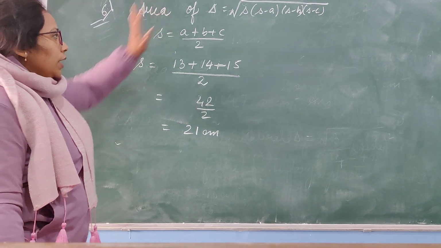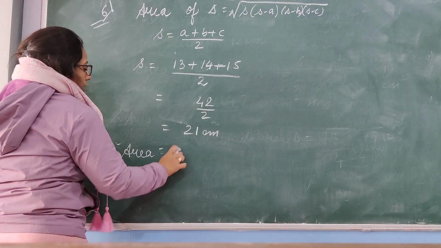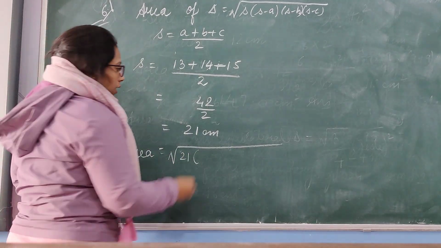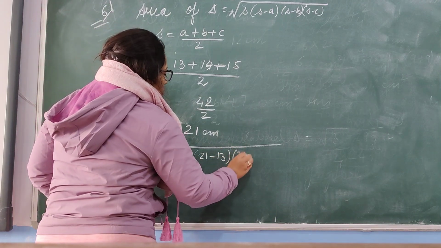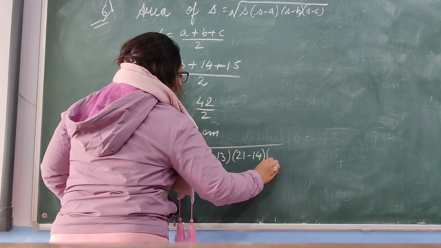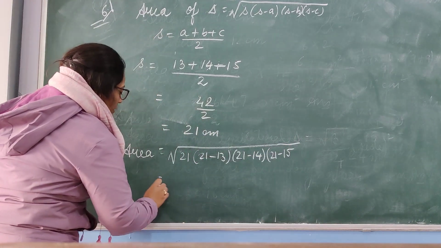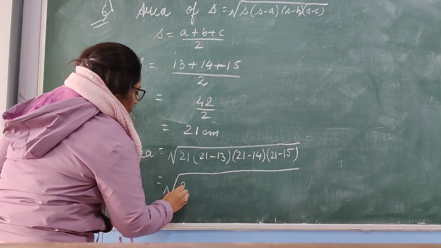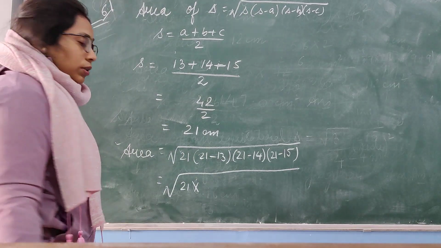Now let's calculate the area. To calculate the area, again we have the formula. That is S, that means 21, into S minus A, 21 minus 13, into S minus B, 21 minus 14, into S minus C, 21 minus 15. What is the value? Square root of 21 into 21 minus 13.